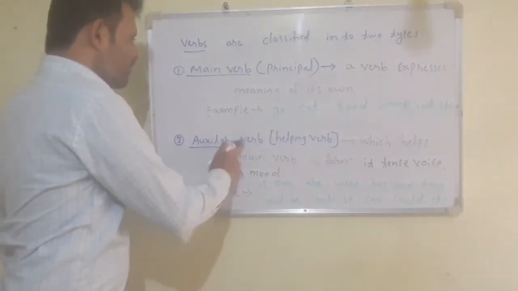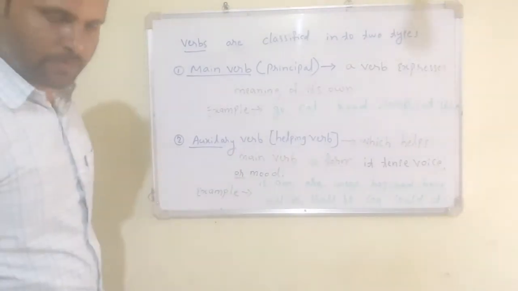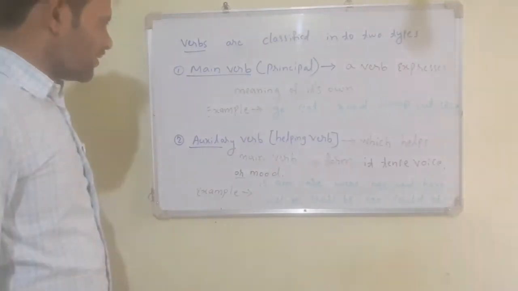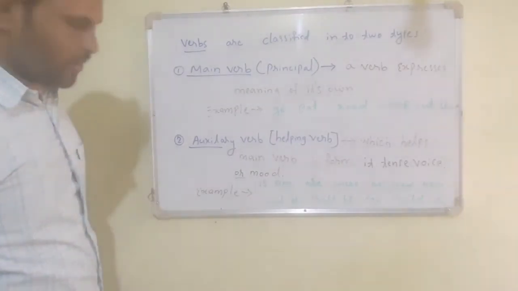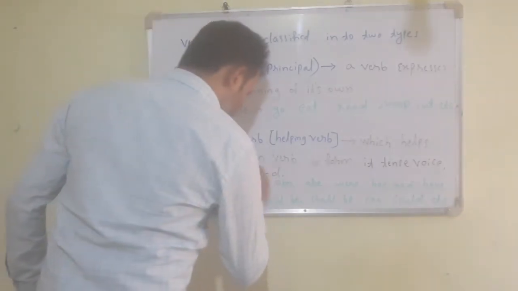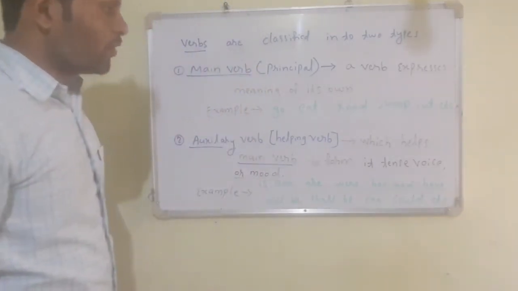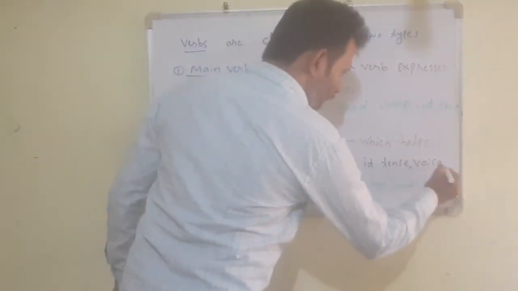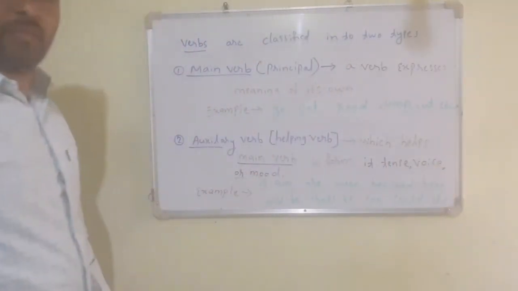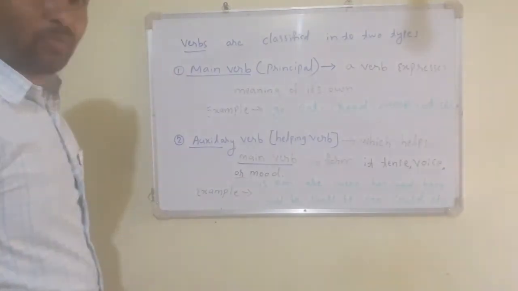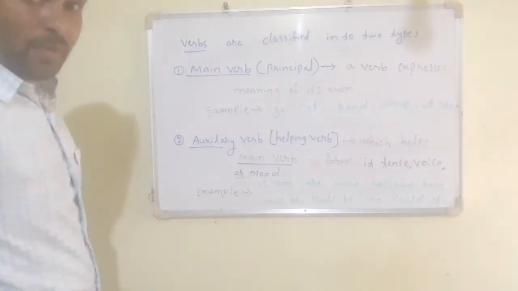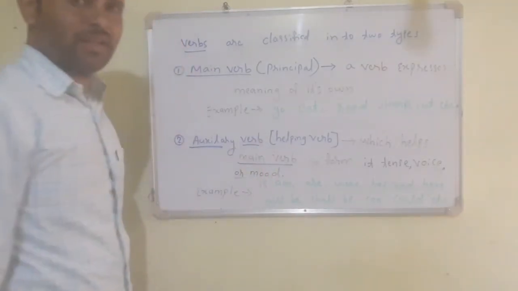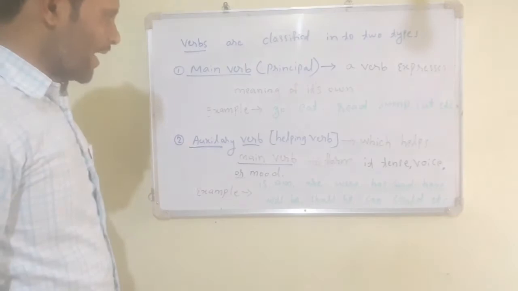Then auxiliary verbs are also called helping verbs. Whatever the verbs which help the main verb to form its tense, voice or mood, those are called auxiliary verbs. Auxiliary verbs are helping verbs. They help the main verb.